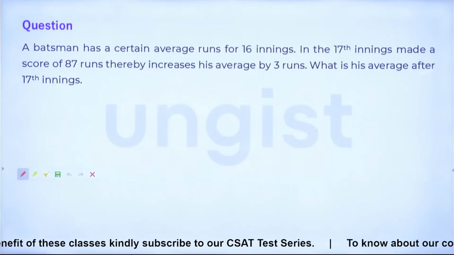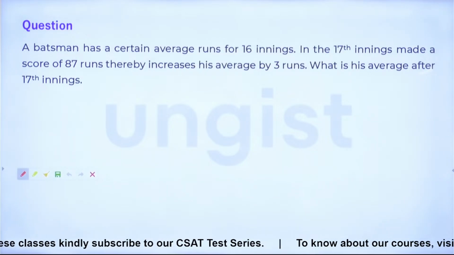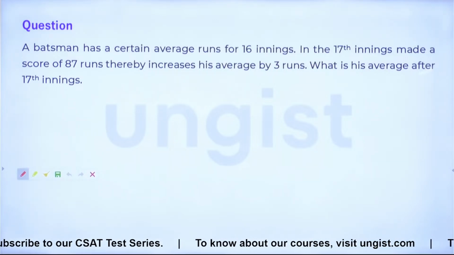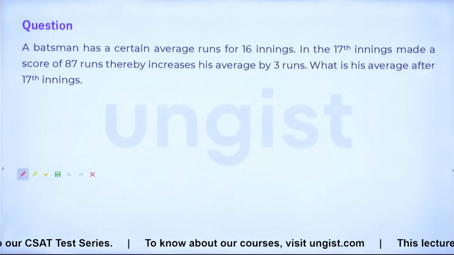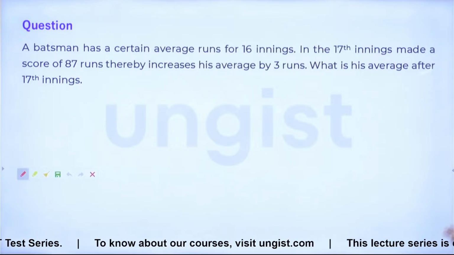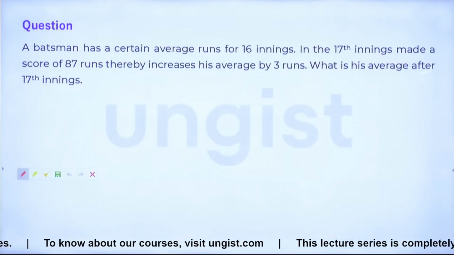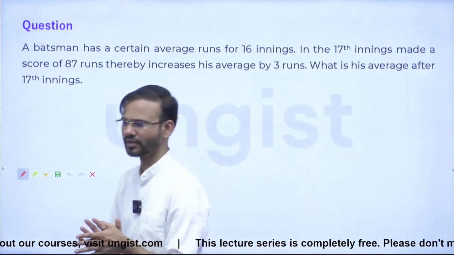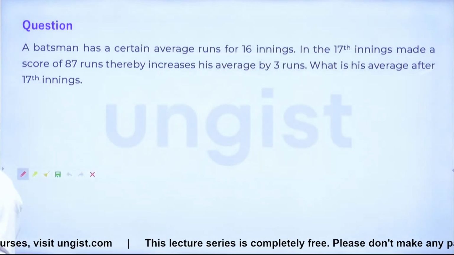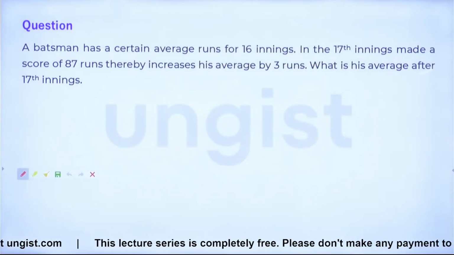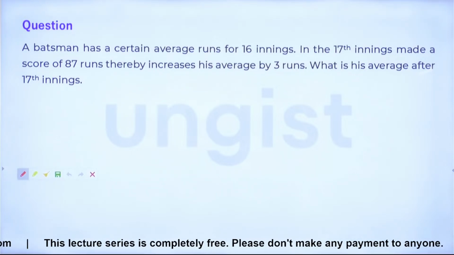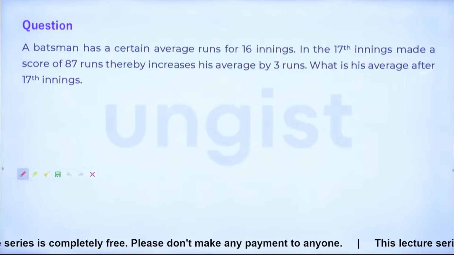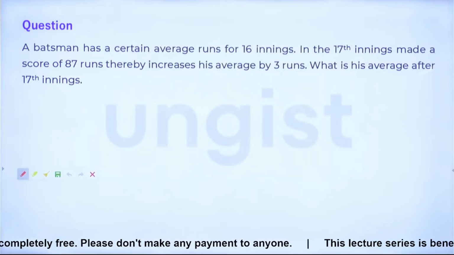The question is saying a batsman has a certain average runs for 16 innings. In 17th innings, he made a score of 87 runs and thereby increases his average by 3 runs. Okay. What is his average after 17th innings? Correct? Everyone just think on it. A batsman has a certain average for 16 innings. In 17th innings, he scored 87 runs and thereby he increases his average by 3 runs.